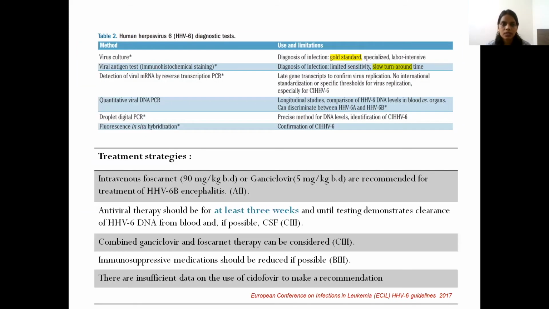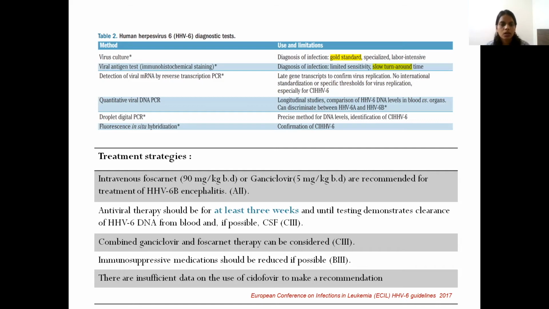Diagnostic tests for HHV-6: the virus culture, which is considered the gold standard, but is very labor intensive. Others are like the viral antigen test by immunohistochemical staining, which has a slow turnaround time. Then detection of the viral mRNA by RT-PCR, and quantitative viral DNA PCR, which can distinguish between HHV-6A and 6B.